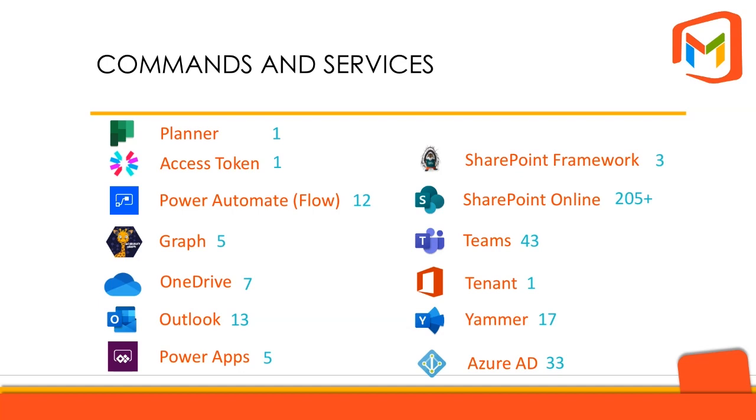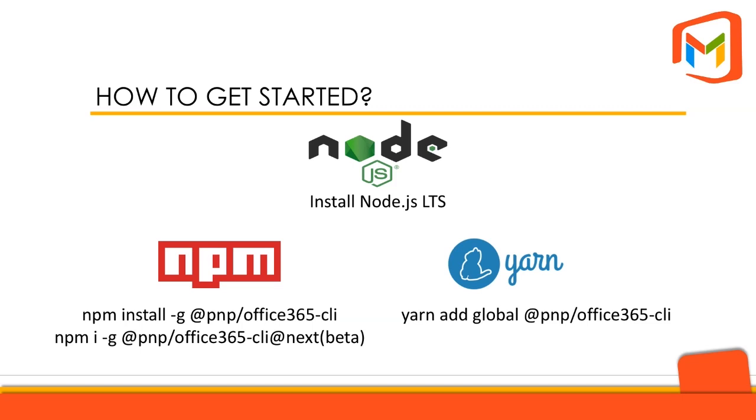So how do you get started? All you need is to install Node.js, because it's obviously a node-based application. So all you need is to have Node.js installed, and then install this PnP Office 365 CLI. You can install the main, the GA version of it, as well as there's a preview version as well, because it releases every week, and we've got new commands coming in, fixes coming in. So for that, you have to go to the second command, that is the Office 365 CLI at next beta. You can also use Yarn to install this tool.